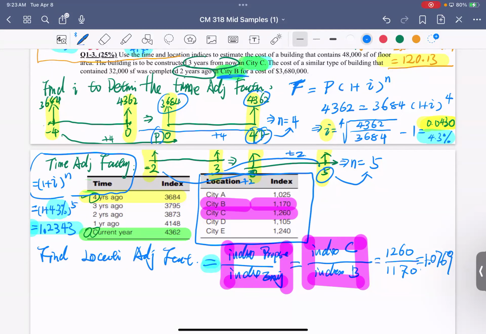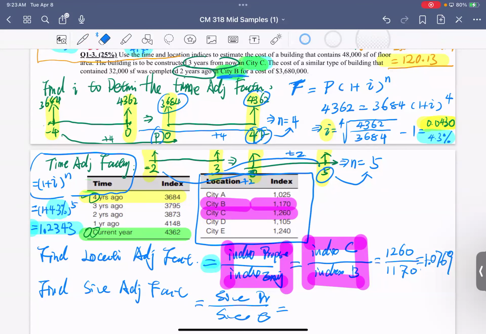Okay, so then the next thing to find is the size adjustment factor. That will be the size of your proposed divided by the size of your existing. Your proposed has the size 48,000, and your known one is 32,000, and this is 1.5, right?